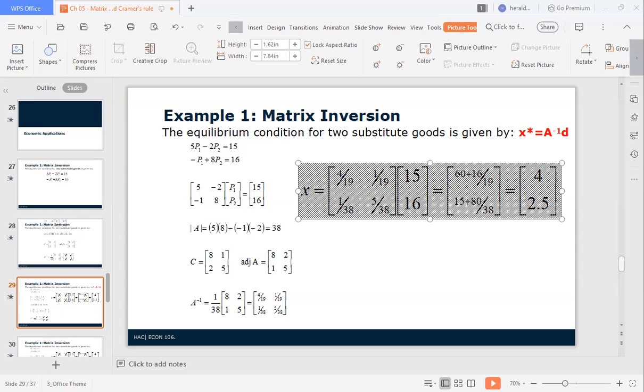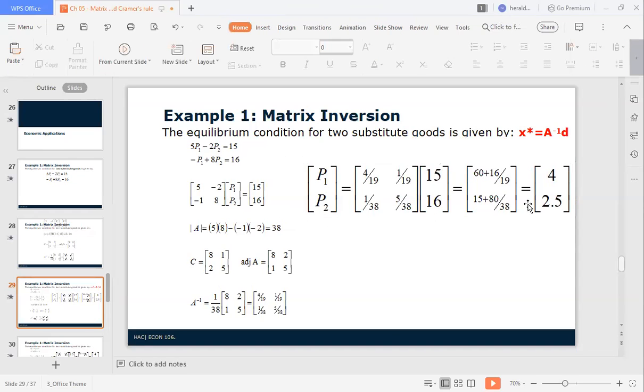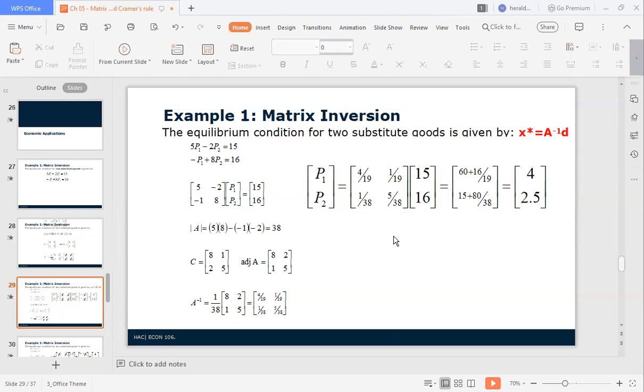So what are we looking for in this exercise? We're looking for P1, the price of good 1. So what we're solving for is P1 and P2. Okay, let me just go ahead to that.